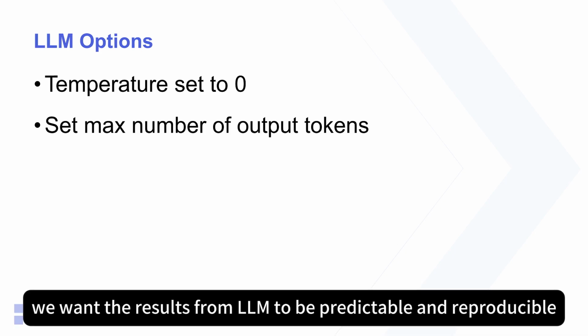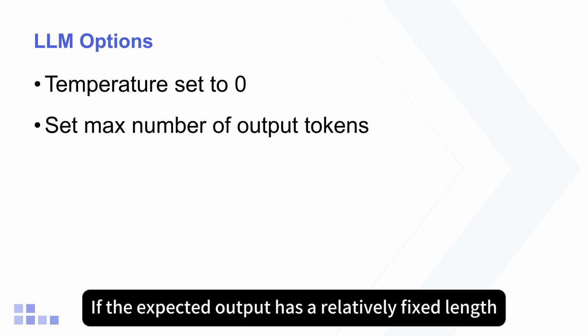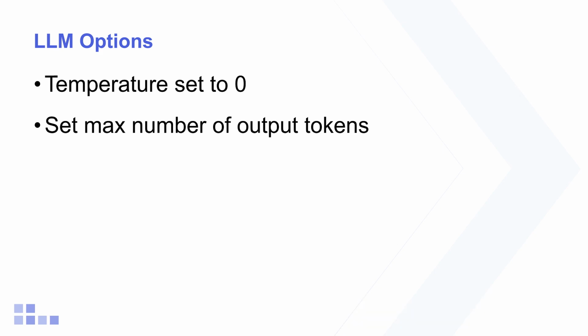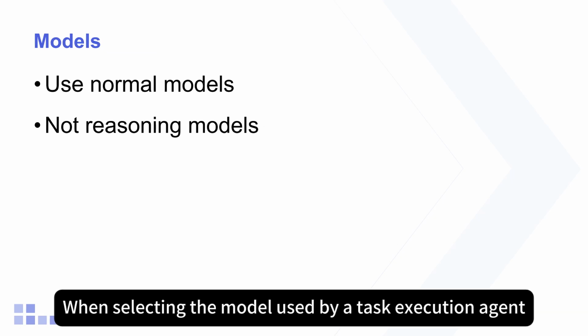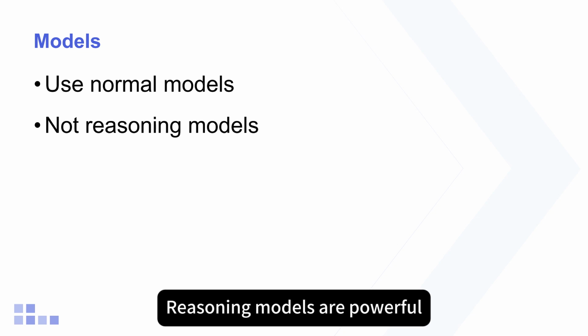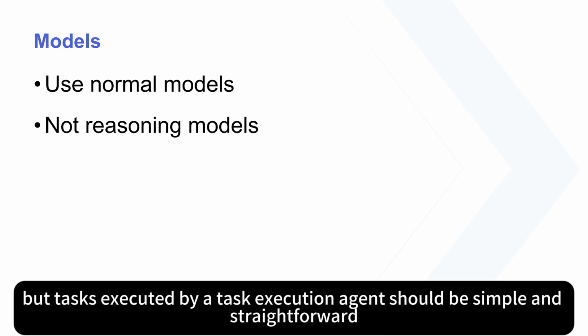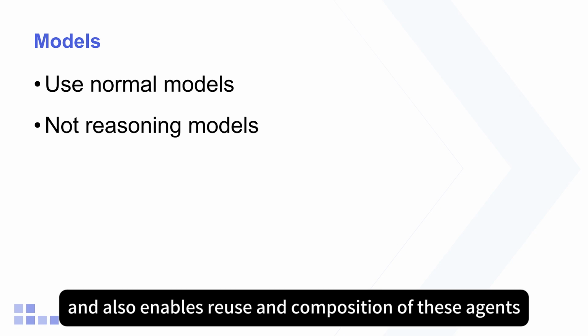For task execution, we want the results from the LM to be predictable and reproducible, so the temperature is usually set to 0. If the expected output has a relatively fixed length, we can set the maximum number of output tokens of the LM. When selecting the model used by a task execution agent, we should use normal models, not those reasoning models. Reasoning models are powerful, but tasks executed by a task execution agent should be simple and straightforward. This makes task execution agents easy to implement and test, and also enables reuse and composition of these agents.